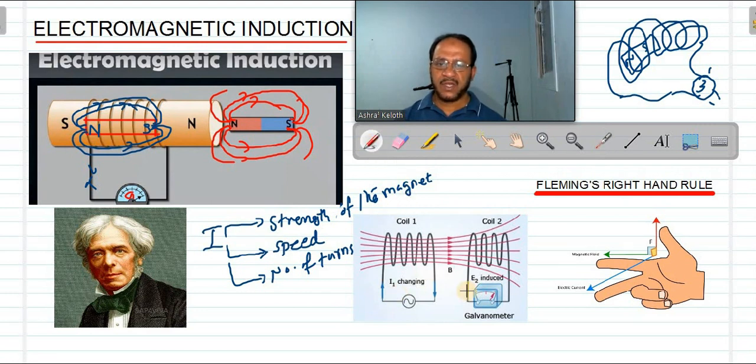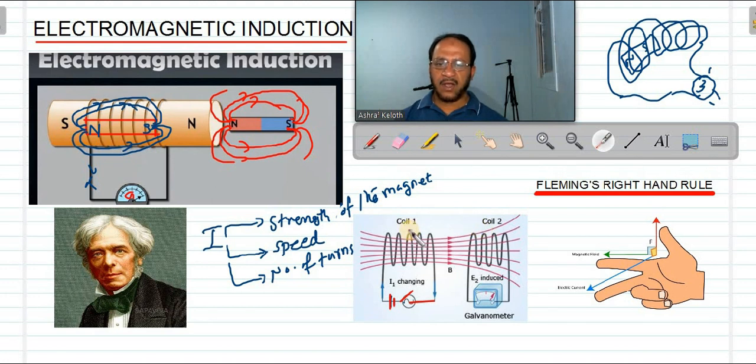Now see here, the next experiment. Suppose here there is a DC cell connected, and there is a switch here. This is also electromagnetic induction, but here we can induce current without a magnet. So what is happening here? There are two coils, coil 1 and coil 2. Coil 1 you can call the primary coil, coil 2 you can call the secondary coil.